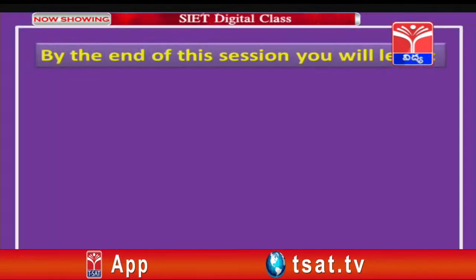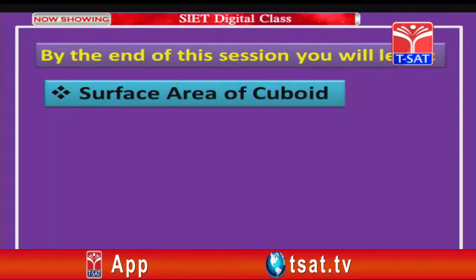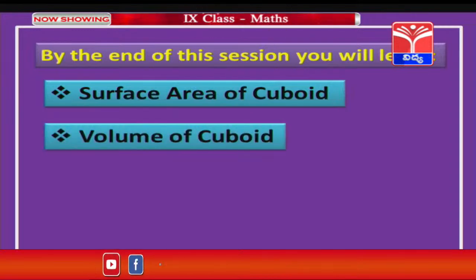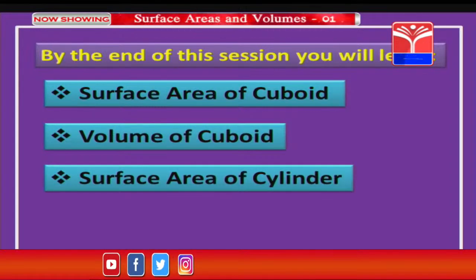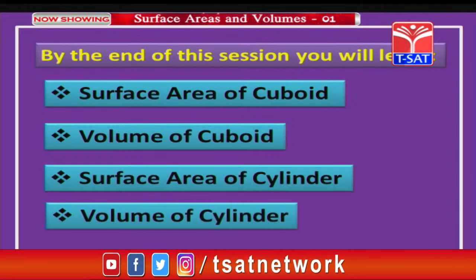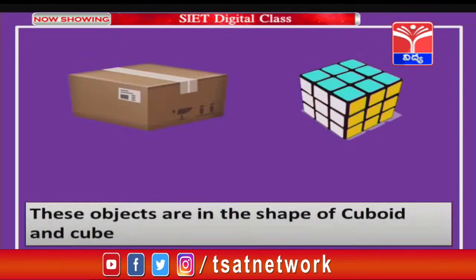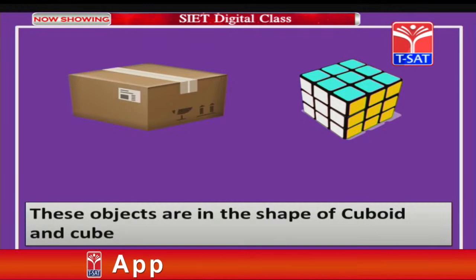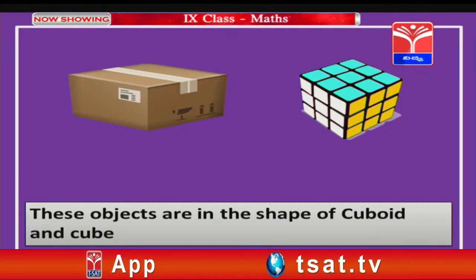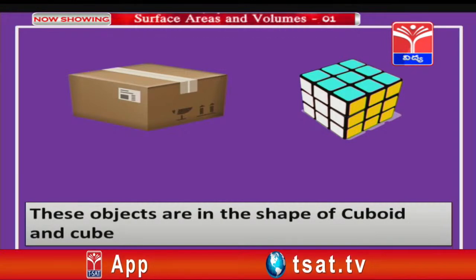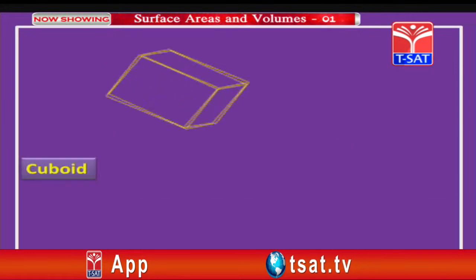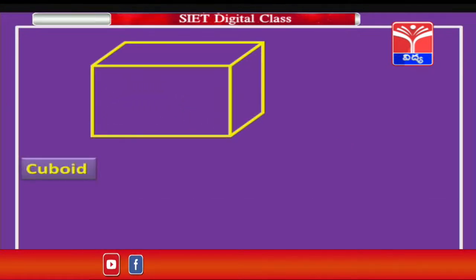So children, in our today's session, we are going to learn about surface areas and volumes. By the end of this session, you will learn surface area of cuboid, volume of cuboid, surface area of cylinder and also the volume of a cylinder. So the objects shown on your screen, a carton box, a rubik's cube, these are the shapes of a cuboid and a cube. Now let us consider this cuboid, children.